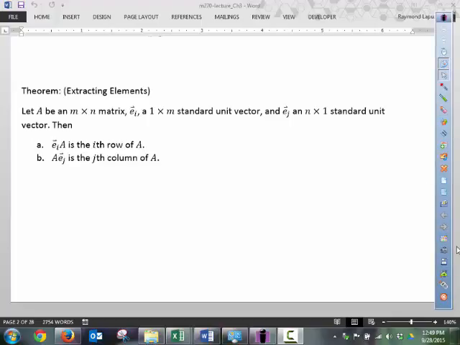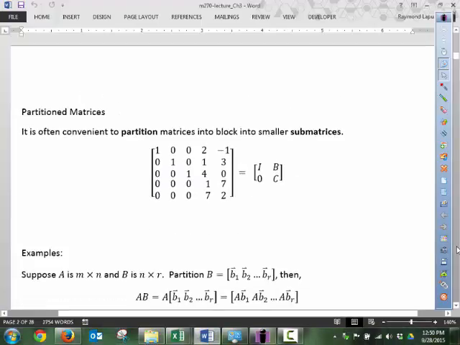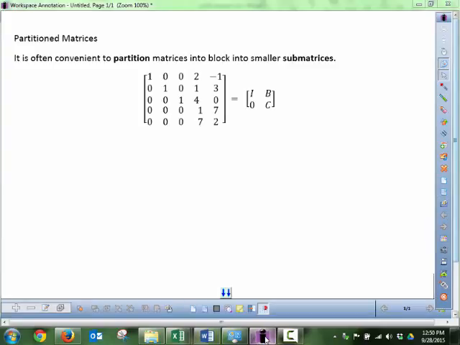So the next thing to talk about after extracting elements is partitioning a matrix. Sometimes, if you have a big matrix and you look at it closely, there are parts that look like there are some patterns going on. In a situation like that, it might be good to partition the matrix, that is, cut it up into sub-matrices. They don't all have to be the same size, but we can look at them as matrices that are simpler to deal with.